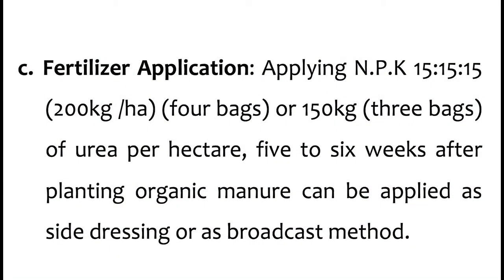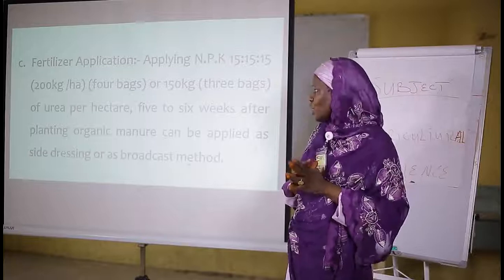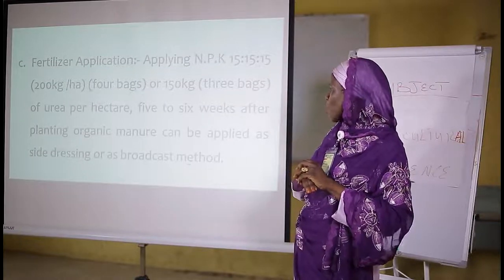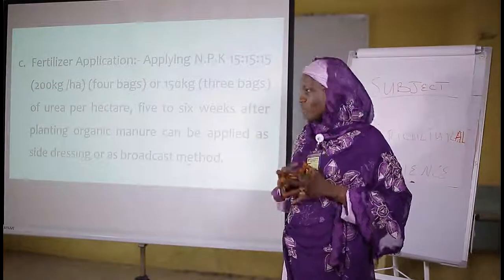C, fertilizer application. Applying NPK 15-15-15, that is 200 kilogram per hectare. You are to apply 200 kilogram of NPK 15-15-15 per hectare, and this 200 kilogram is equivalent to 4 bags of fertilizer. Or 150 kg, that is 3 bags of urea per hectare. If it is NPK, you apply 4 bags, that is 200 kg. And when you are applying urea, you are supposed to apply 150 kilogram, that is 3 bags of fertilizer.